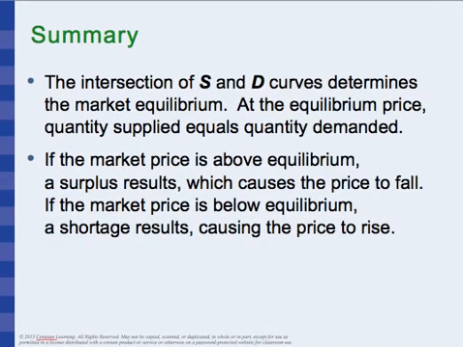The intersection of the supply and demand curves determines the market equilibrium. At the equilibrium price, the quantity supplied equals the quantity demanded. If the market price is above equilibrium, a surplus results, which causes the price to fall. If the market price is below the equilibrium, a shortage results, causing the price to rise. Know the differences between the quantity supplied and the quantity demanded in a surplus, and then also in a shortage.